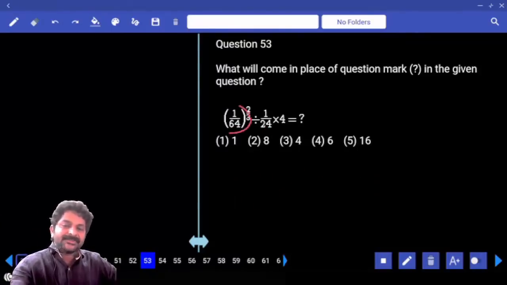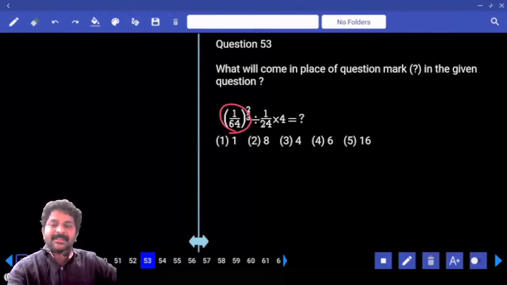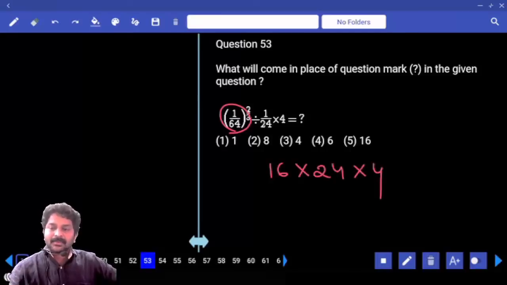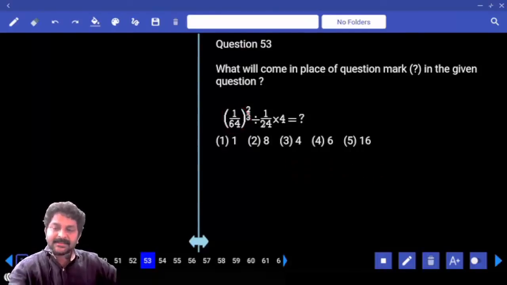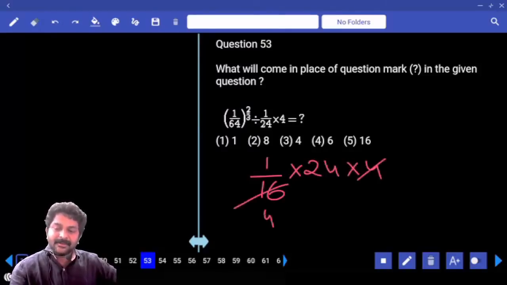Let's convert it as 4 cube. If you write it as 4 cube into 2 by 3, that is 4 square only. That is 16. Divided by 1 by 24 can be written as into 24. Yes, correct. This is 1 by 16, into 24 into 4. Yes, correct. 4 how many times? 6 times.